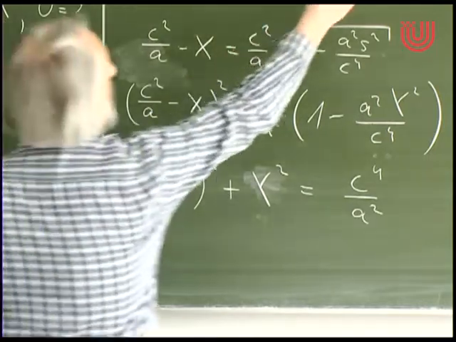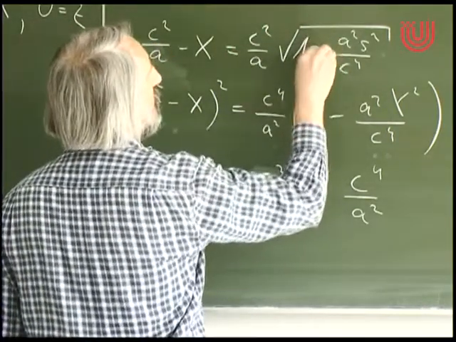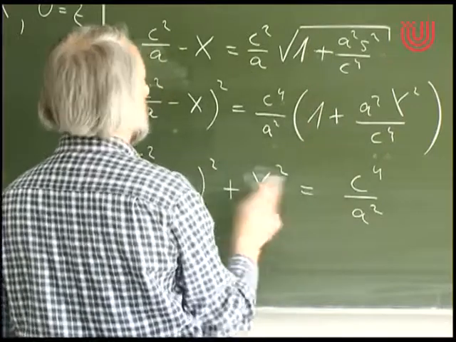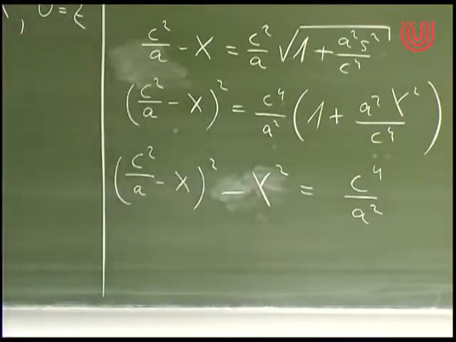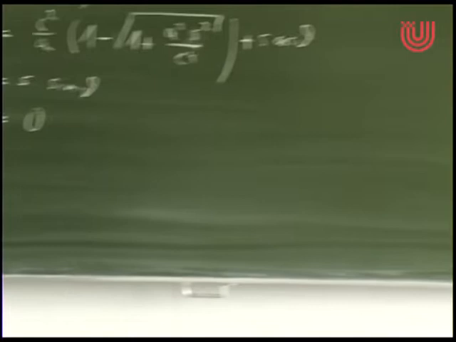Here, just a writing mistake. See? Just a writing mistake. So here was a plus, and if I take it to the other side, it becomes a minus. That's correct. Now you should see what it is.